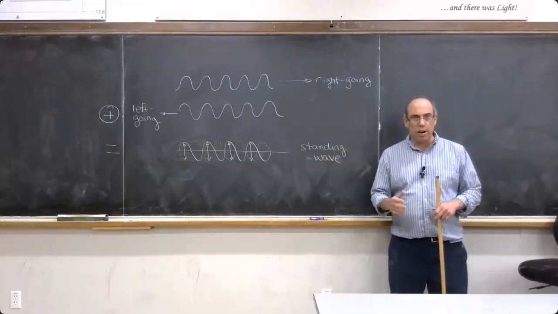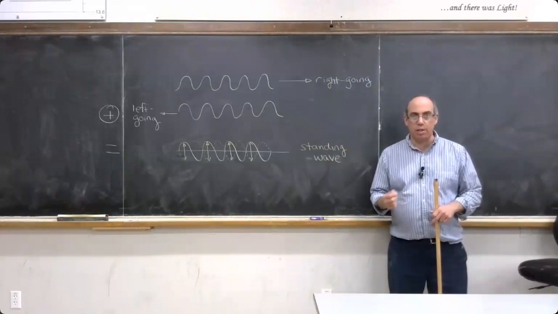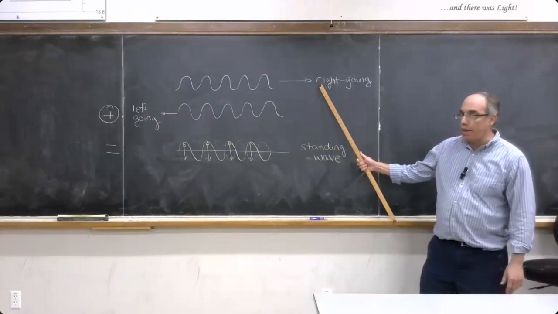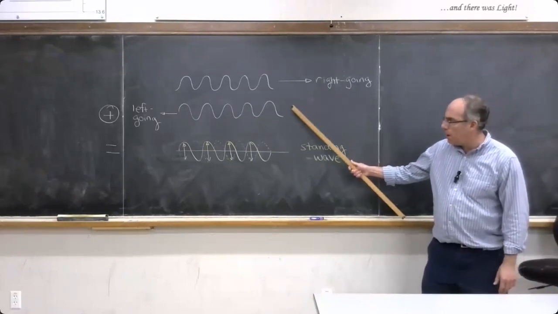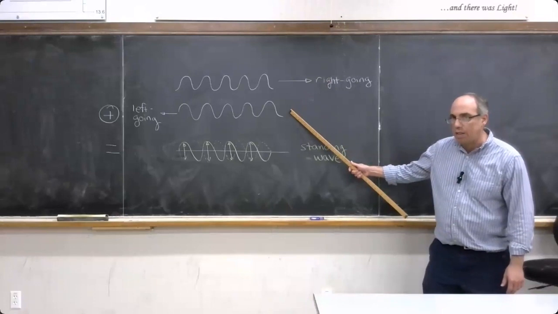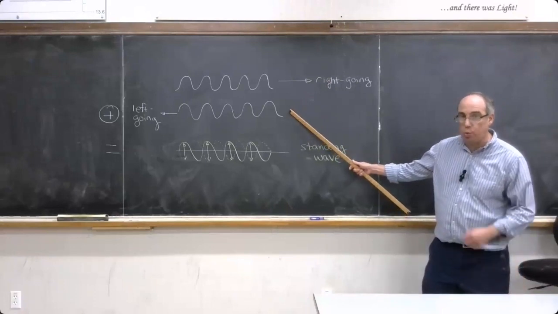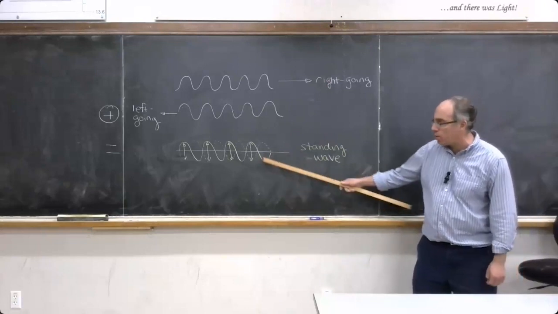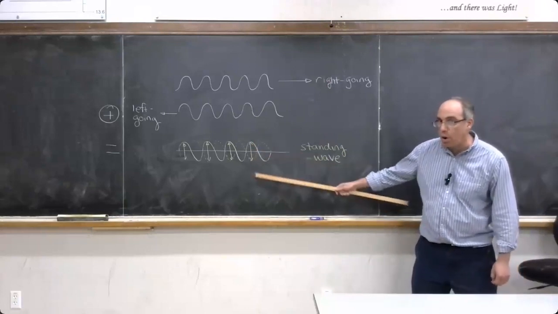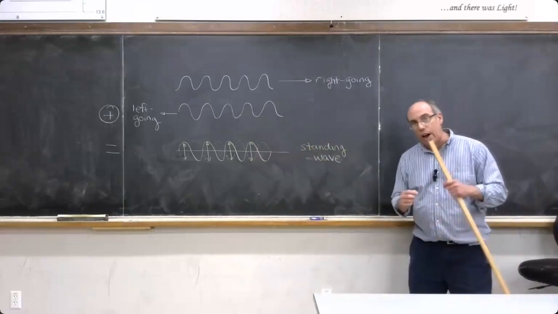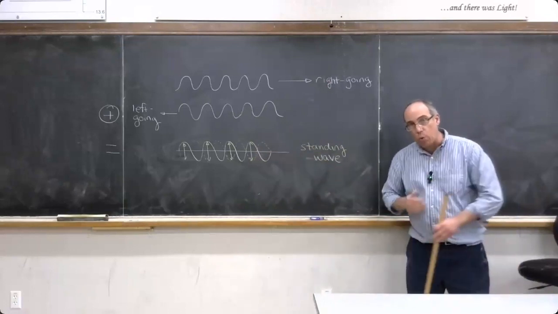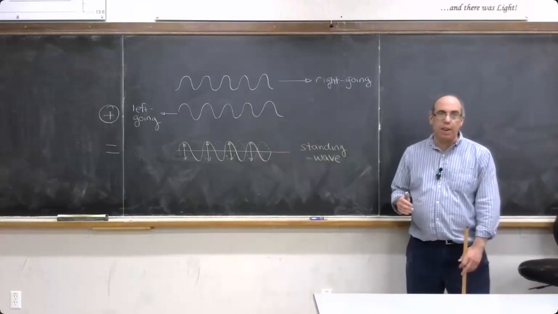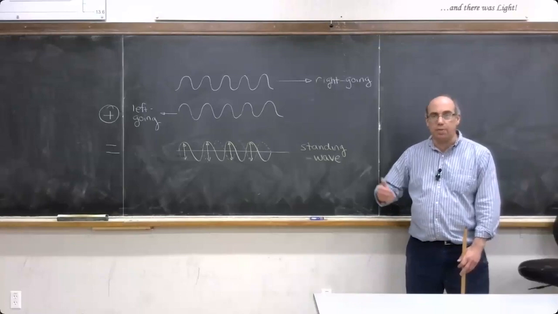On the board here, I've summarized what I showed you in the demonstration. If you take a right going wave train and combine it with a left-going wave train through wave interference, what you get is a standing wave pattern where the bumps simply go up and down in place without appearing to propagate one way or the other. In the next few videos, we're going to be diving deeper into the study of standing waves.